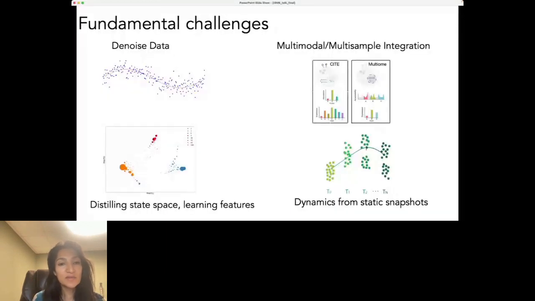So just generally speaking, when you have high throughput, high dimensional data like we do in the biomedical sciences, like the examples I showed with single cell RNA sequencing or ATAC-seq or some of these other modalities, there have been a lot of challenges as far as denoising the data, distilling the state space, integrating multiple modalities, and also this idea of learning back static snapshots. And we and others in the field have been working pretty hard since the advent of these data types around 2015 to tackle these challenges using various methods. But today I'll be talking about the idea of characterizing dynamics.